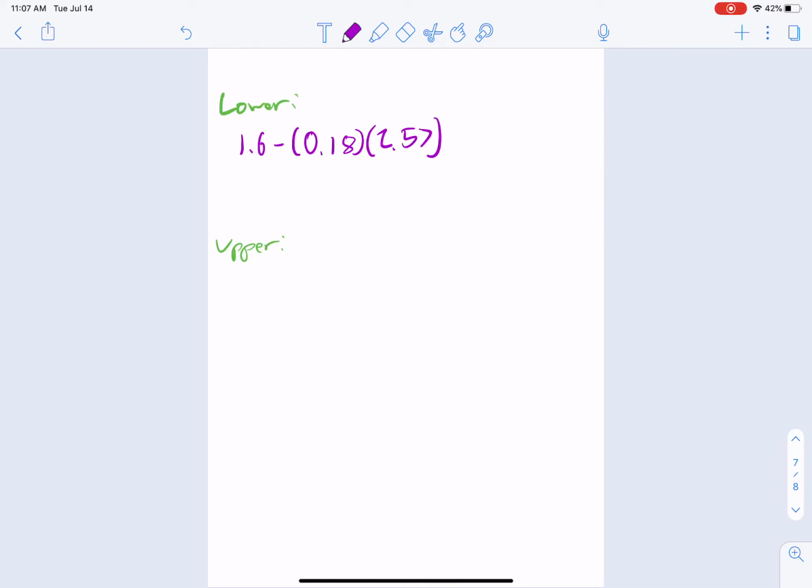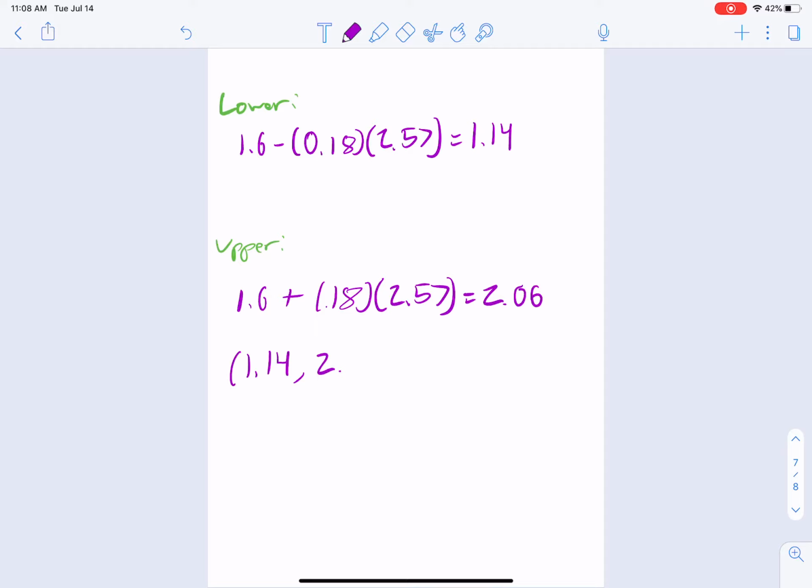So 1 minus 0.46. Good Lord, losing my mind. That is 1.14. Very cool. And then the upper, same formula, we're just adding, right? It's 2.06. Very cool. Okay, so our lower bound is 1.14, and then our upper bound is 2.06.